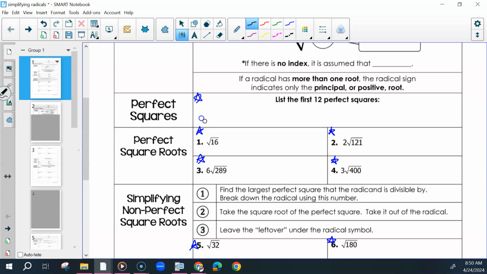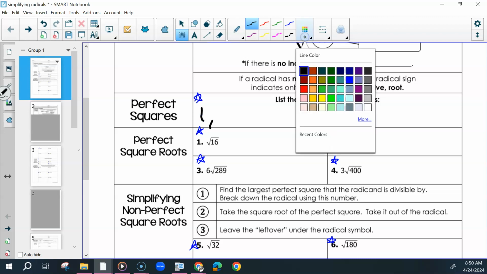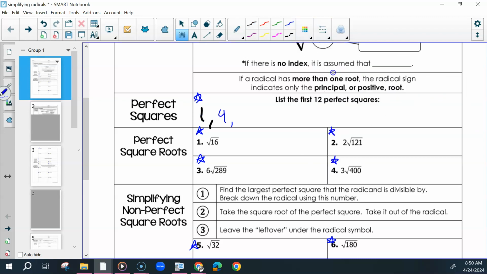So what would 1 squared be? 1, 2 squared, 4, 3 squared, 9, 4 squared, 16. 5 squared, 6, 7, 8, 9, 10, 11, and 12.